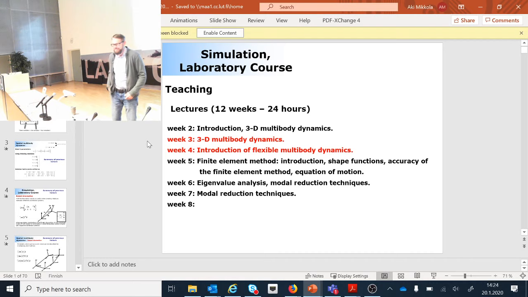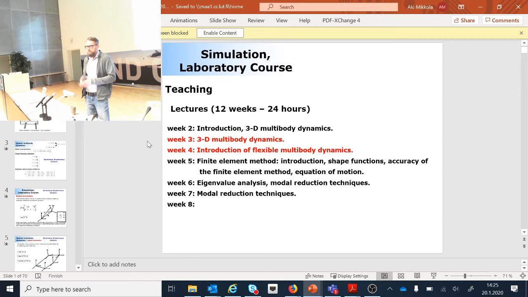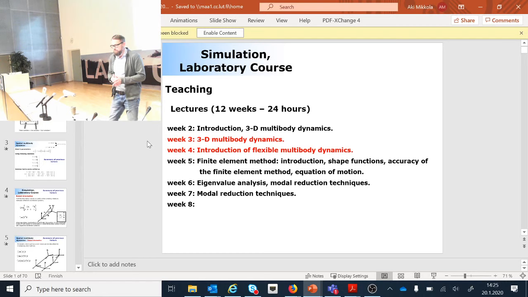With that, let's close the case of three-dimensional multi-body dynamics. I have just a few slides to close the case. And then I would really like to move on to introduction of flexible multi-body dynamics. And this is going to be something that takes all the lectures from this to the midterm exam. So I'm looking, like I explained to you earlier, I wanted to explain how I understand the finite element method, because it's one of the most often used concepts in mechanical engineering. I mean, the structural analysis is mostly carried out by using the finite element method.